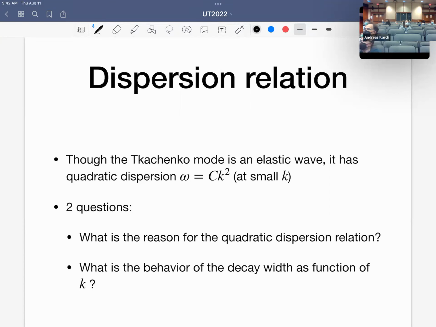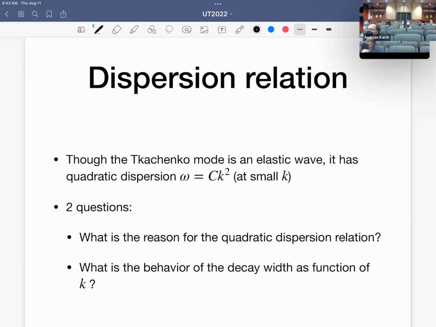The Kachenko mode, though it's an elastic wave like a sound wave in a solid, has a quadratic dispersion, omega equals k squared at small k. It's a known fact. I think that quadratic dispersion didn't appear in the first papers by Kachenko, but when the calculation is generalized to a compressible fluid, then people see that the dispersion has to be quadratic. Then two questions appear. What is the reason for this quadratic dispersion relation?